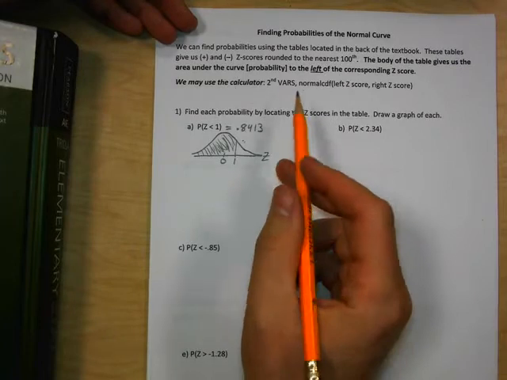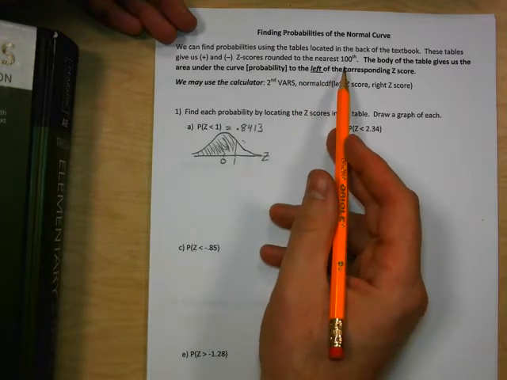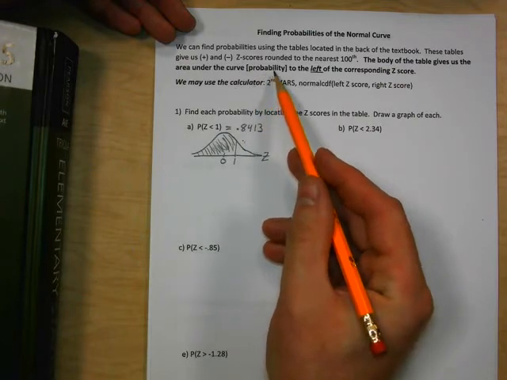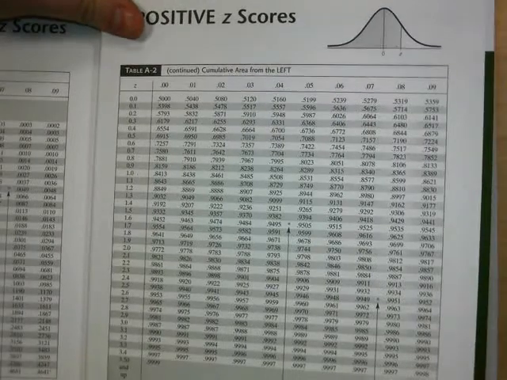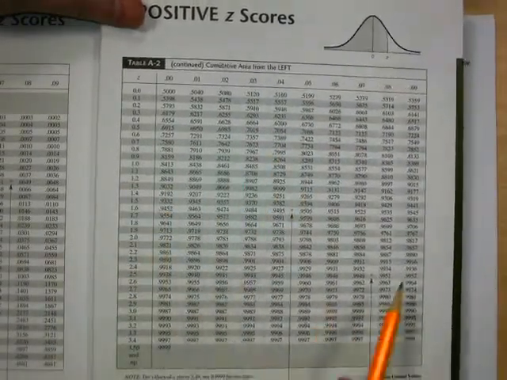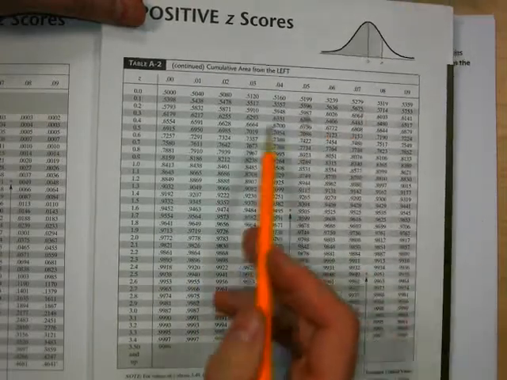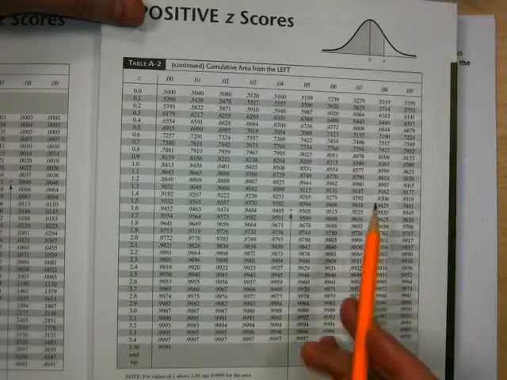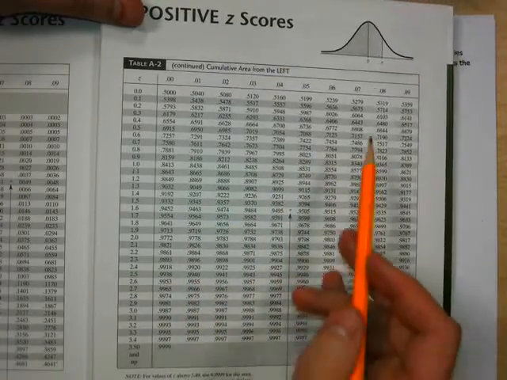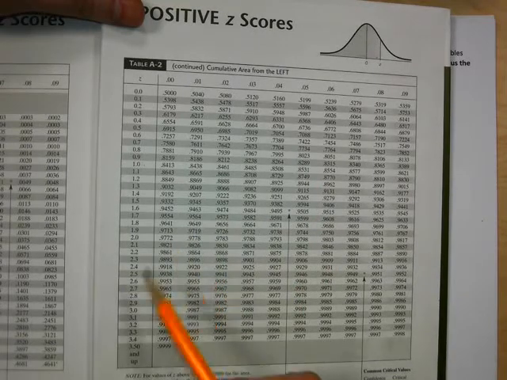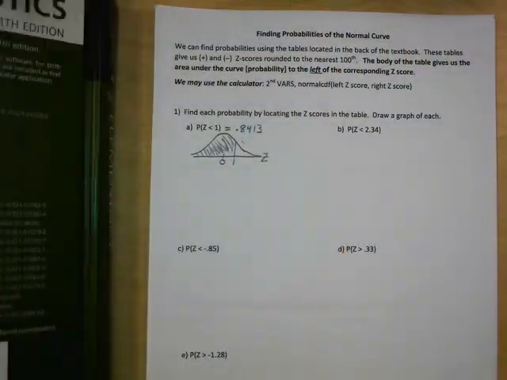So at the top of the page here, when I say we're the area to the left of the corresponding Z-score, the body of the table gives the area under the curve or the probability. What we just did there, the Z-score is given in the column, and all these decimals, it looks crazy, but all these values in the body of the table represent probabilities or areas to the left of the Z-score. So that's what the top of that page means.